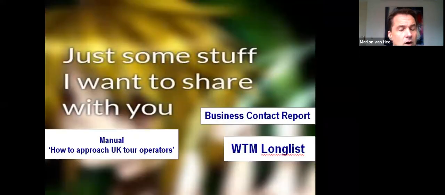Some stuff that I will share with you after this webinar: the business contact report template. I'm going to share with you the World Travel Market long list. That's an Excel file with all the outbound tour operators from different parts of the world that are registered in the system. Then, for example, you can search on Kenya or Ghana and some of your neighboring countries and prepare your shortlist. Also, I will share with you a manual on how to approach UK tour operators. And what I forgot to mention is that I will also share the most recent holiday habits report from the ABTA. ABTA is the National Tour Operator Association of the UK, and they always do an annual research on the travel behavior of the Britons. So I will also share that one with you.